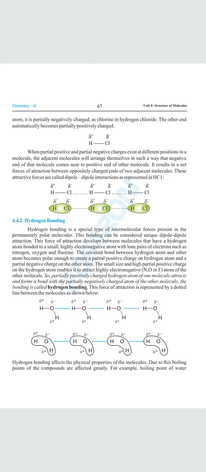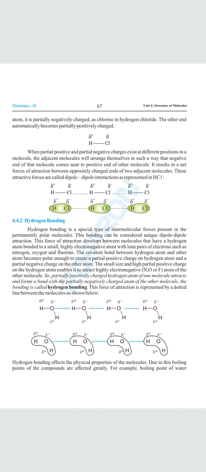The covalent bond between the hydrogen atom and the other atom becomes polar enough to create a partial positive charge on the hydrogen atom and a partial negative charge on the other atom. The small size and high partial positive charge on the hydrogen atom enable it to attract the highly electronegative atom of the other molecule. It means the hydrogen can attract the partial negative atom with the lone pair of electrons.